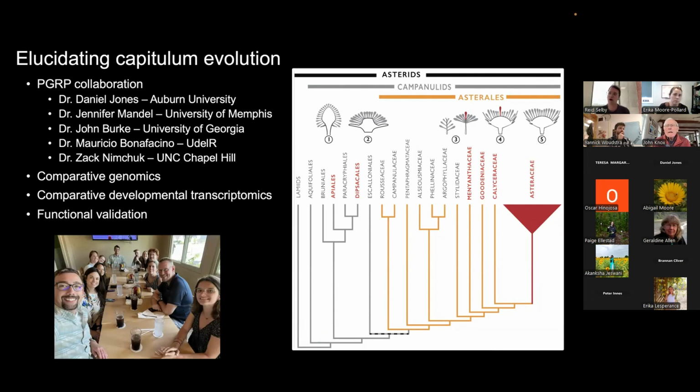Our primary big difficult question, well, one of them that we're looking at as a group, is where did the capitulum come from? It's a defining characteristic of the family, but we don't really understand its evolutionary origins very well. To get at this question, we leverage a combination of comparative genomics, comparative developmental transcriptomics, and then what I particularly specialize in is functional validation of some of these findings.